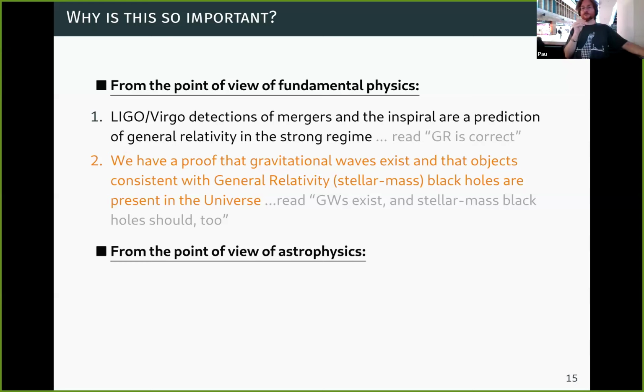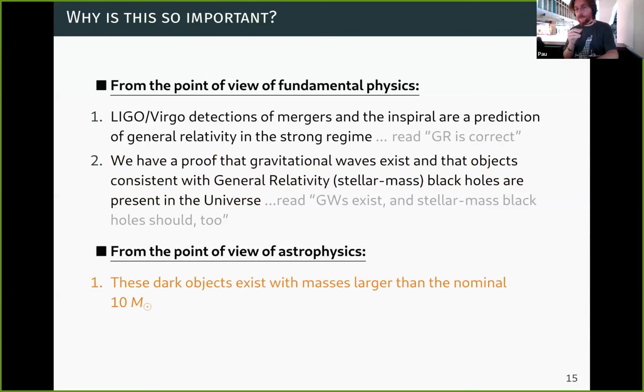Now, from the point of view of astrophysics, the following statements seem much more, how would I say, modest, but they are very important. One, we now know that these dark objects, I'm going to call them black holes now, exist, and they have masses larger than the nominal 10 solar masses. Why do I say nominal 10 solar masses? I say nominal 10 solar masses because from the point of view of stellar evolution, we don't know how to create a black hole with a mass larger than 10 solar masses.